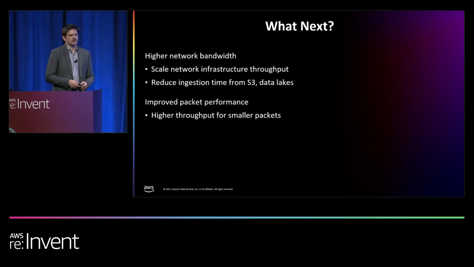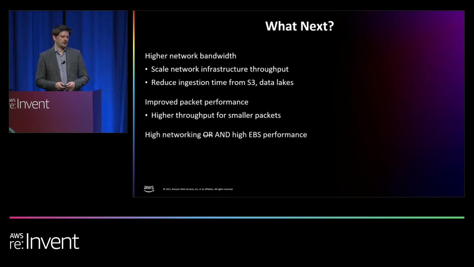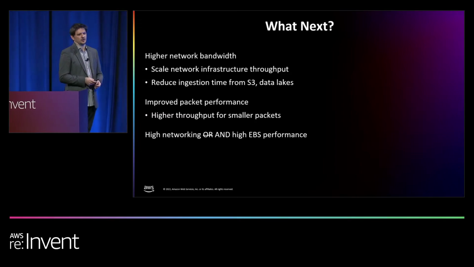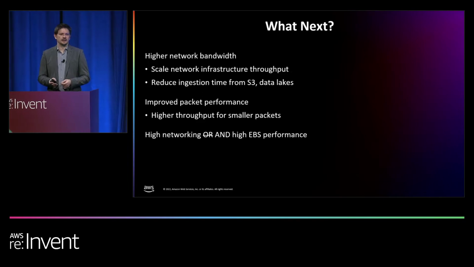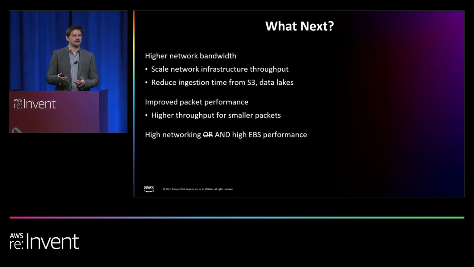Some customer workloads, such as network virtual appliances, need high packet performance. And customers asked us, how can they get higher throughput for smaller packets for these workloads? And finally, until today, customers had to choose between high networking performance and high EBS performance. Some customers told us they had workloads which needed high networking but also needed high EBS. And then customers who are running EBS-intensive workloads told us in some cases, for some workloads, they want high networking. So we looked for an opportunity to address all these feedback points in the next generation instances.